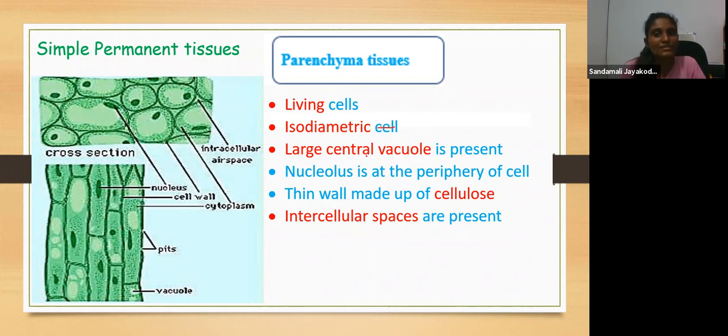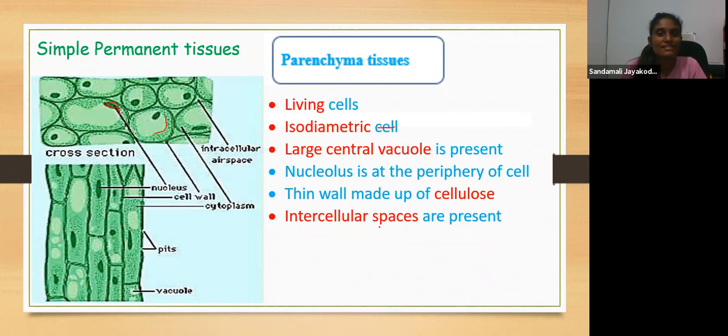And then, due to the presence of this large central vacuole, the nucleus has moved to the periphery of the cell. It doesn't have enough space to be at the middle because there's a large central vacuole. Due to that reason, it is at the periphery of the cell. Then this thin wall, it has a very thin wall made up of cellulose. Just a thin wall made up of cellulose.